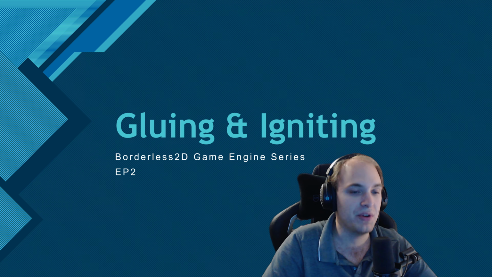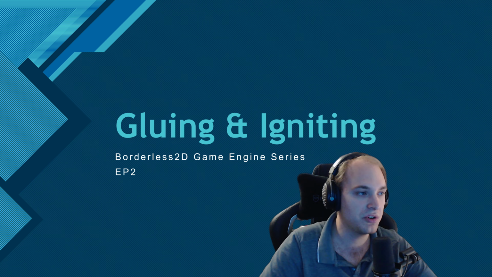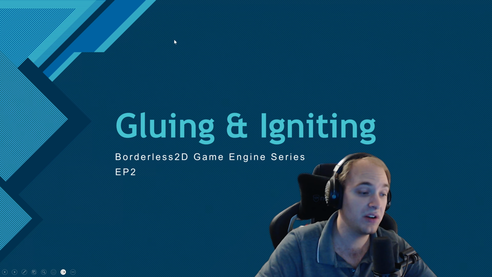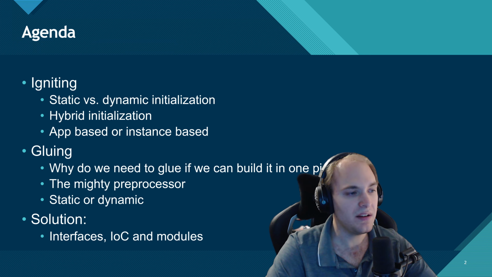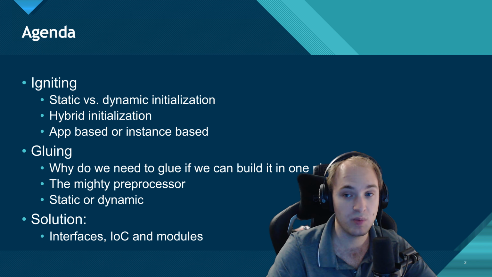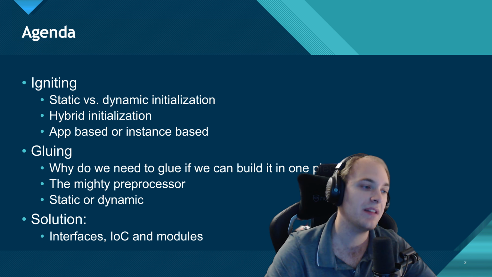Now, today I want to talk about gluing and igniting. So how to glue Go together and how to start up our application. Now, I want to talk first about igniting. So what is static and dynamic initialization, what is hybrid initialization, and what's app-based or instance-based initialization.